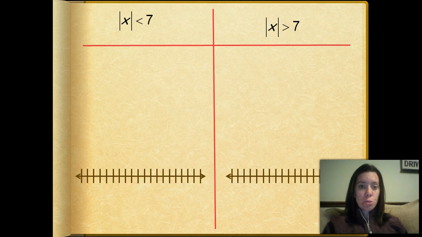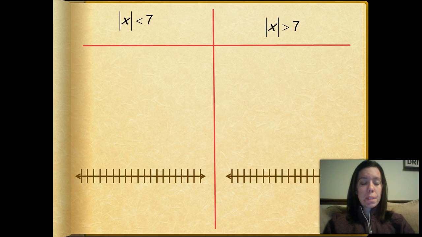Here are two inequalities. Remember, inequality means just less than or greater than. So two inequalities that both have an absolute value sign in them. And they're very similar, but what I want to do is put them side by side so that we can see what the similarities are and what the differences are.